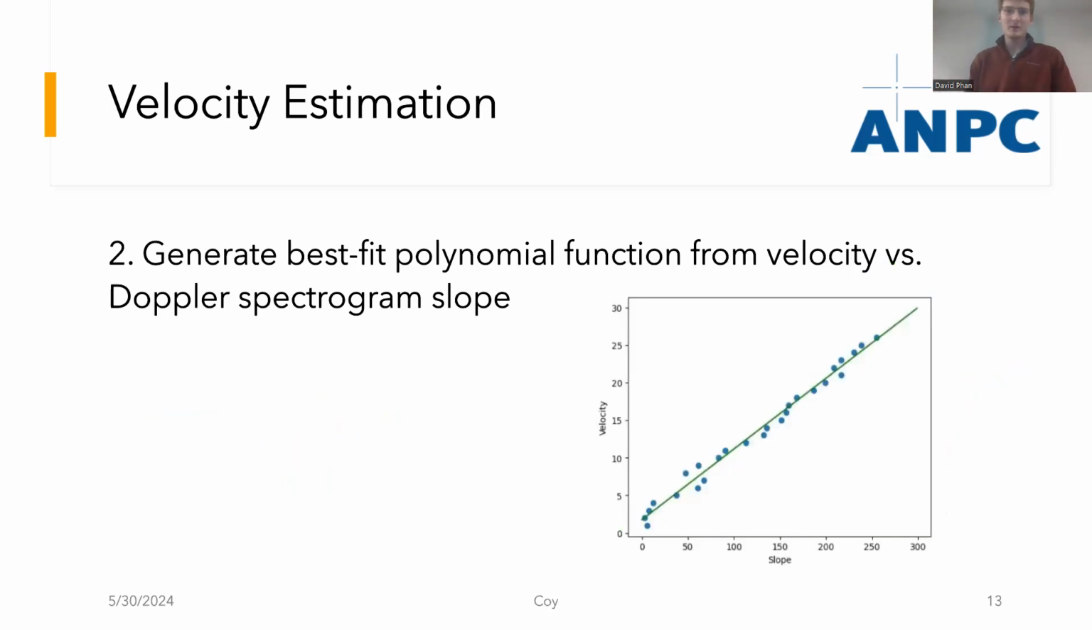So as mentioned above, as the velocity of the object increases, the slope also increases. And so this graph is the relationship between the velocity and the slope. And you can see that it's a linear fit. So we developed a linear best fit curve that we can use on our real data to estimate the velocity of the objects.